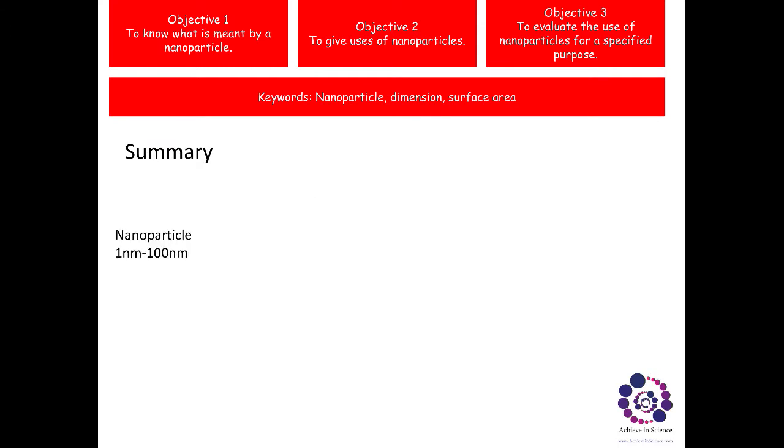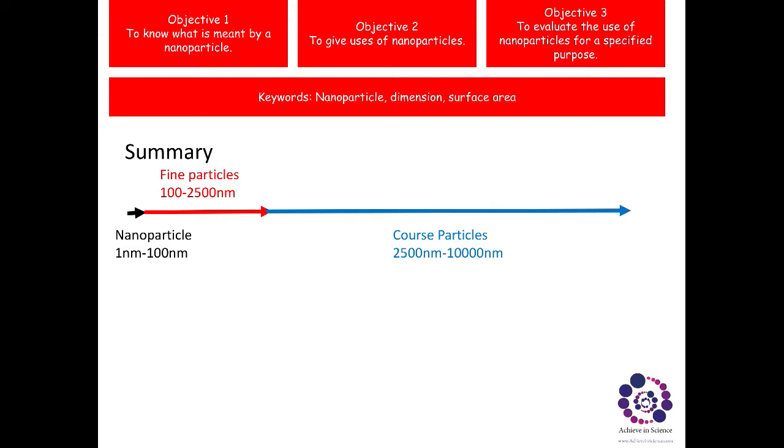In summary, this can be seen via a diagram. A nanoparticle is between 1 nanometer and 100 nanometers. A fine particle is between 100 to 2,500 nanometers. And a coarse particle is between 2,500 nanometers and 10,000 nanometers. Hopefully you can see this diagram, the differences in size.